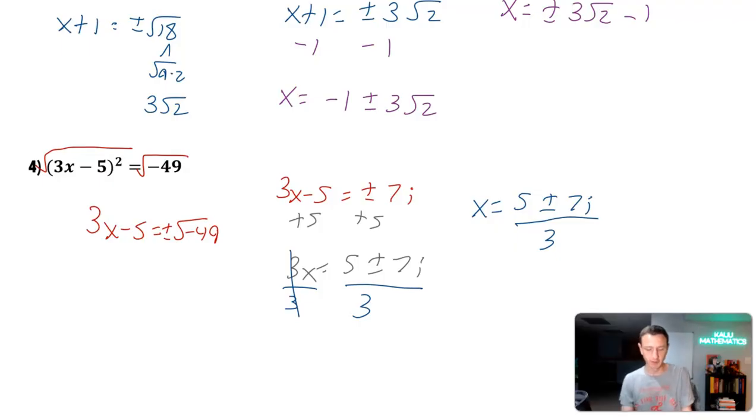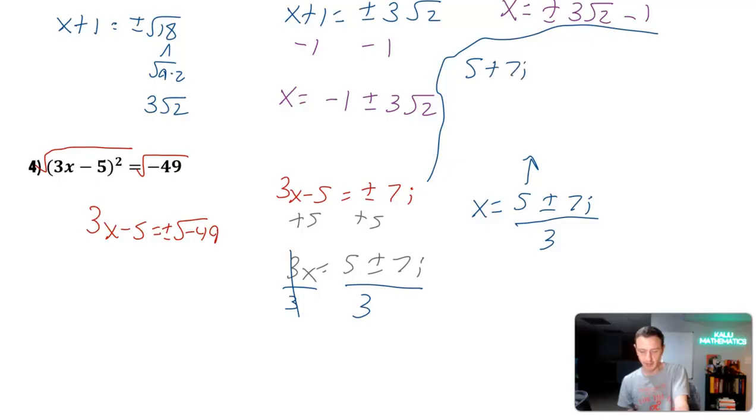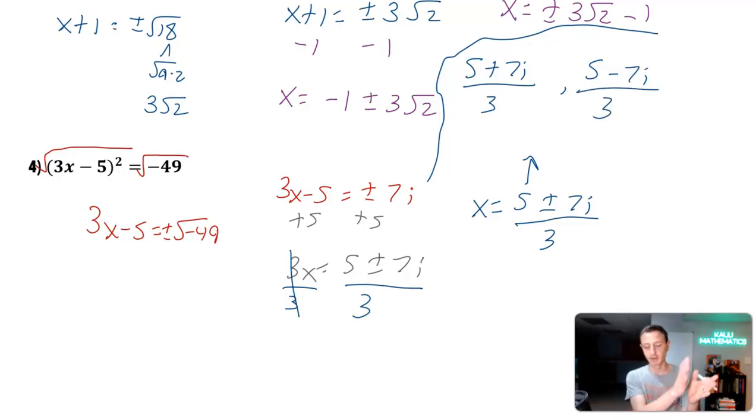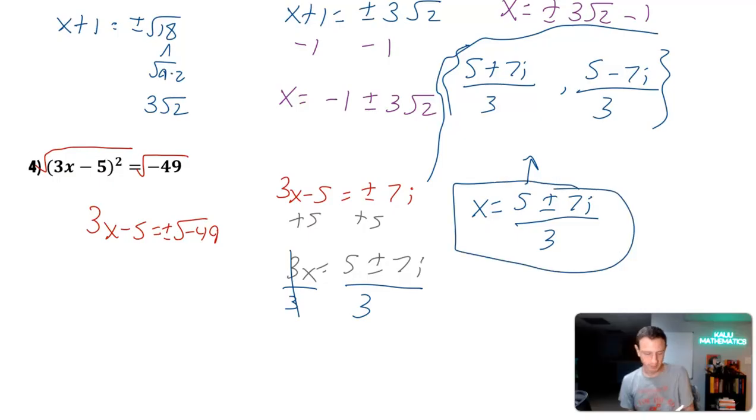So the technicality here, what would this solution actually look like? I'm going to go this way because I know I'm getting close to my camera here. The technicality here would be this is 5 plus 7i all over 3 and 5 minus 7i all over 3. So that plus minus just indicates that we have a 5 plus 7i, and then a 5 minus 7i. So those would be our two potential solutions on this one. But writing it like this is perfectly fine. But you do want to understand how to break these up into two.